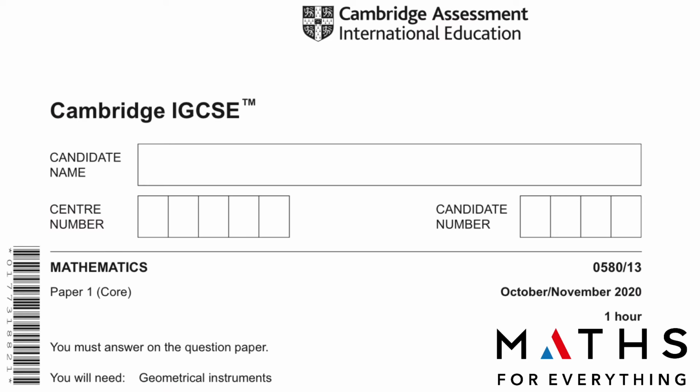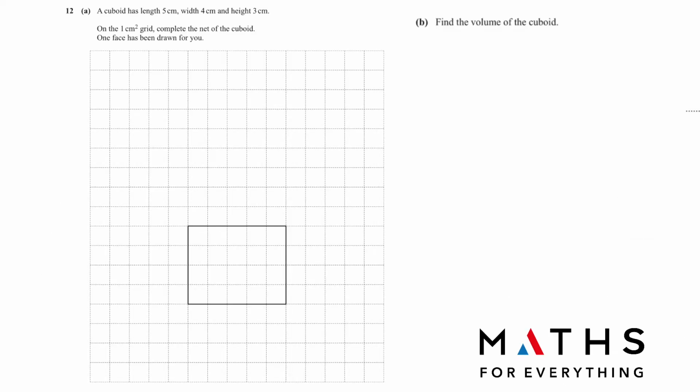Today we are going to solve Cambridge IGCSE Mathematics Paper 1 Core, October-November 2020, Variant 1-3, Part 2. Question 12a. A cuboid has length 5 cm, width 4 cm and height 3 cm. On the grid, complete the net of the cuboid. One face has been drawn for you. A cuboid has 6 faces.